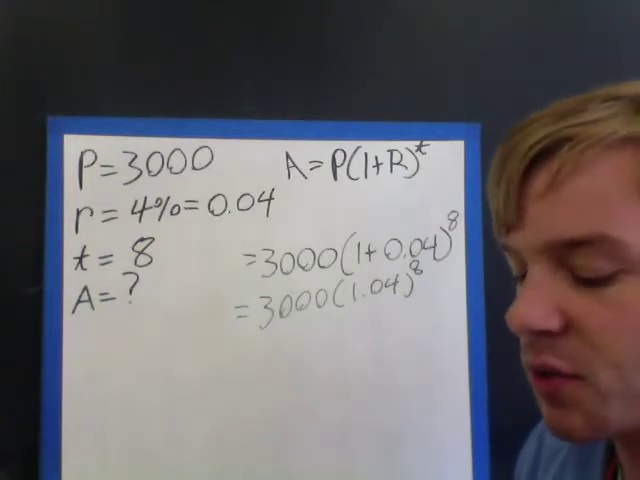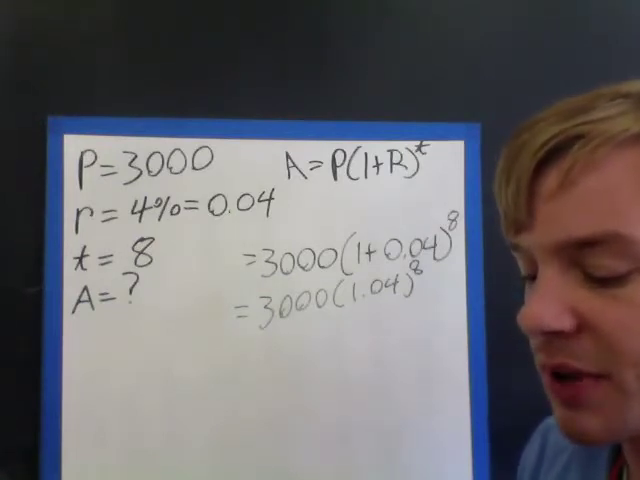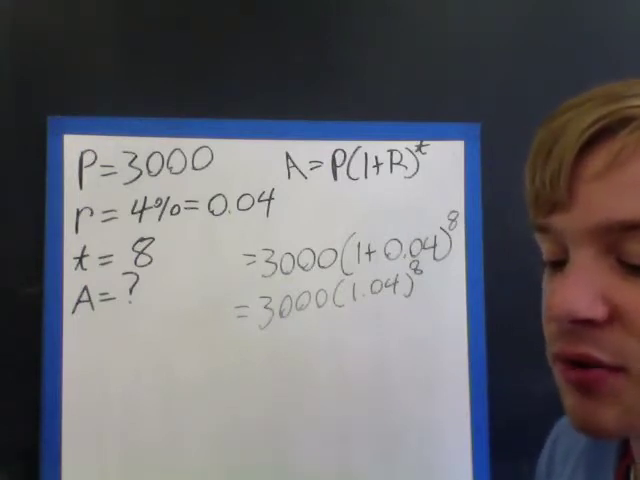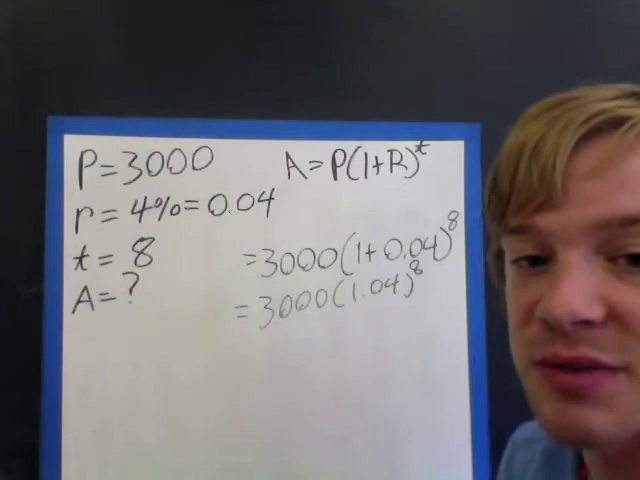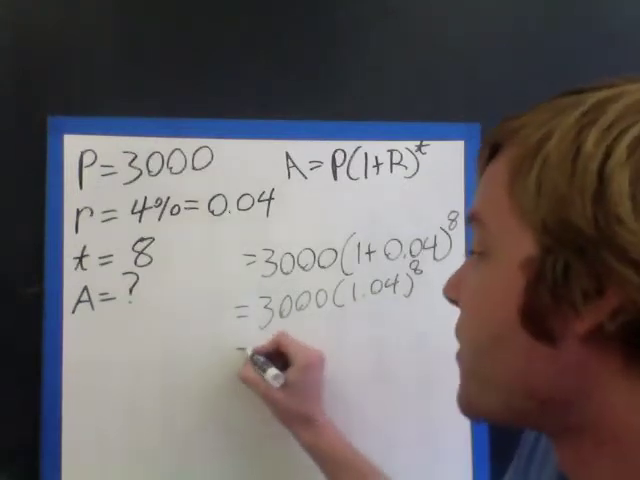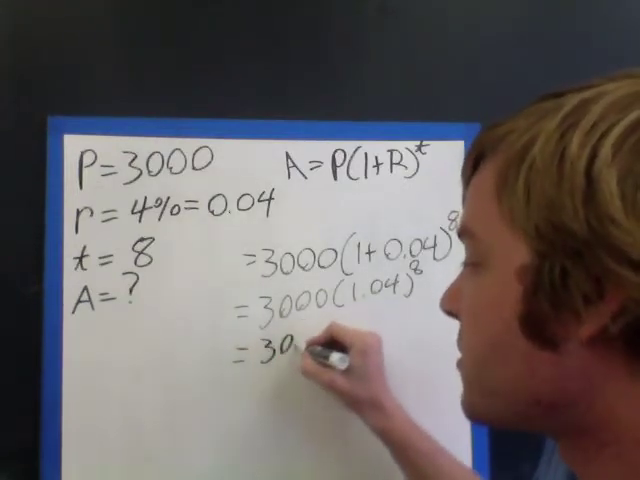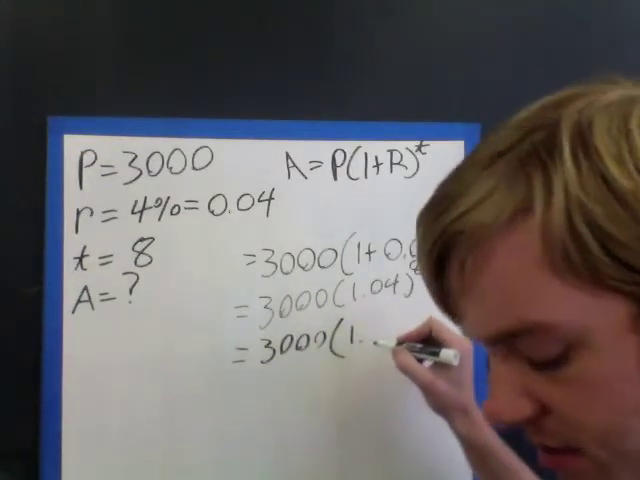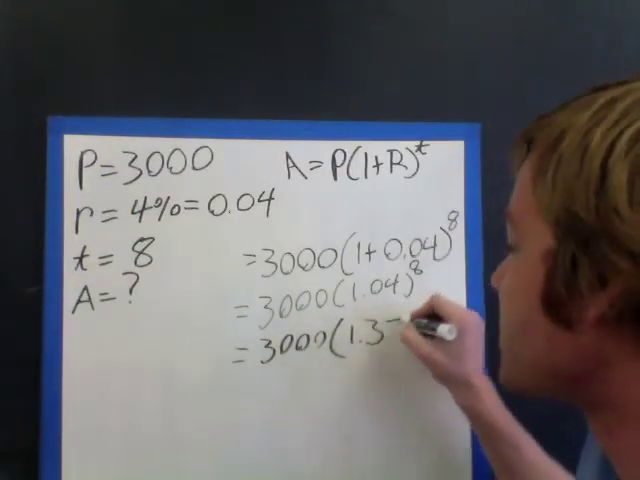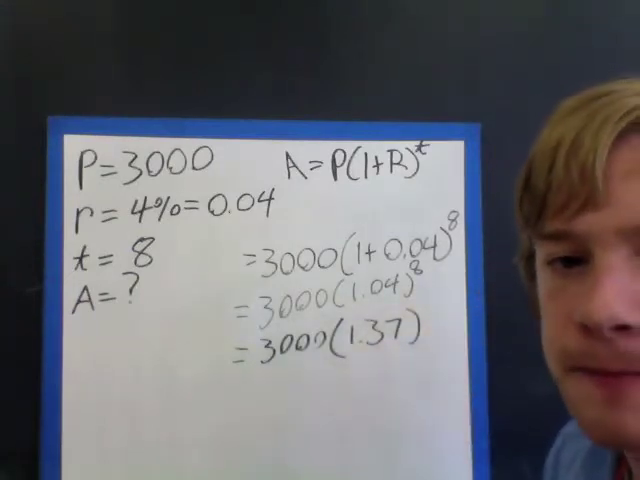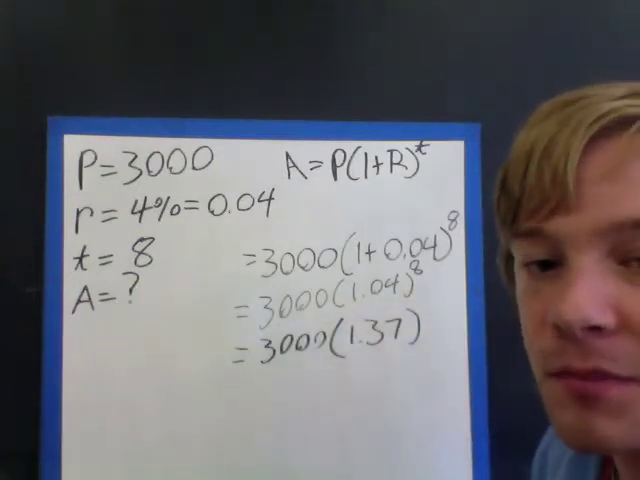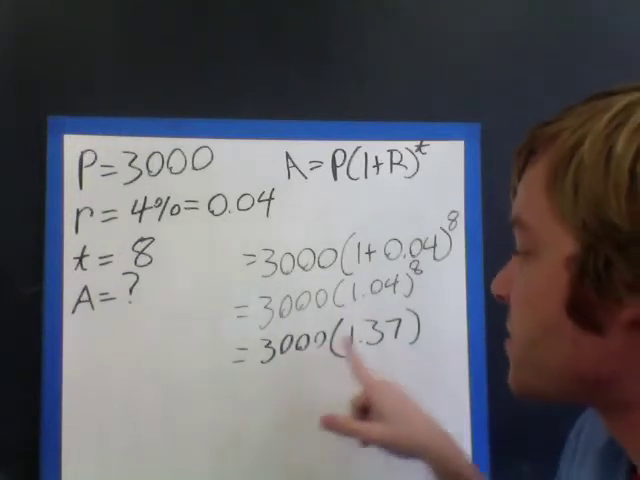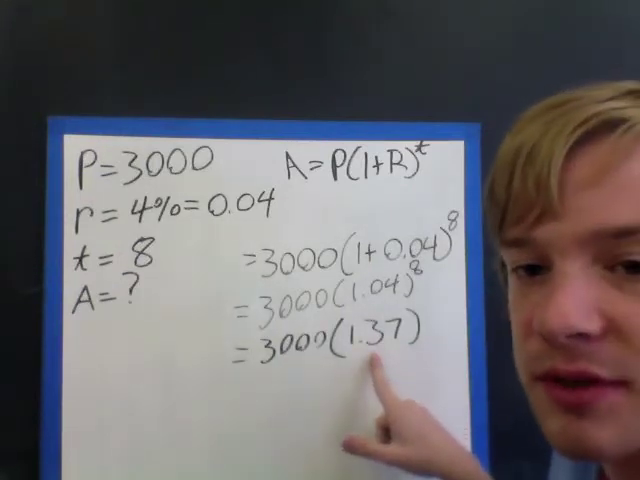So if I enter 1.04 to the power of 8, that gives me 1.37 if I round to 2 decimal places. So I now have 3,000 times by 1.37. Okay? And our last step here is to simply multiply 3,000 times by 1.37.